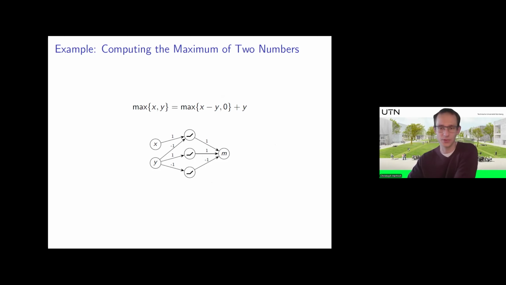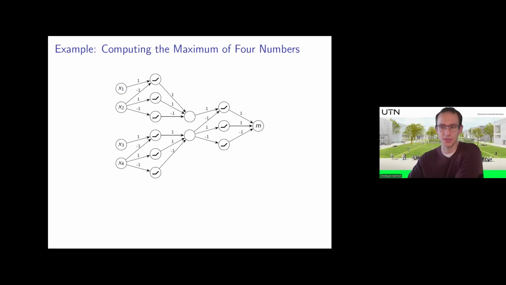Okay, that's cool. If we can do the maximum of two numbers, we can also do the maximum of four numbers by just using the same construction multiple times. So we take the maximum of the first two inputs and the maximum of the last two inputs. This is just the same construction as I had on the previous slide. And then for the two results, we again take the maximum of these two.